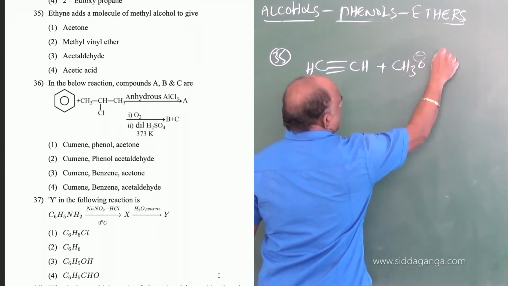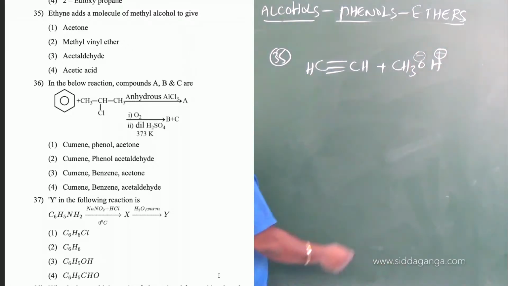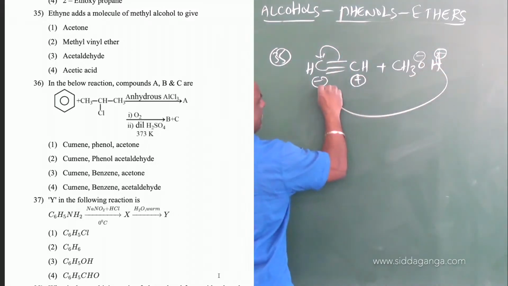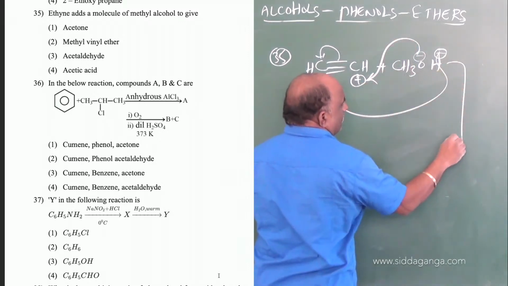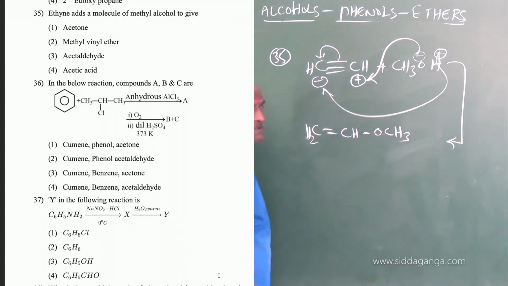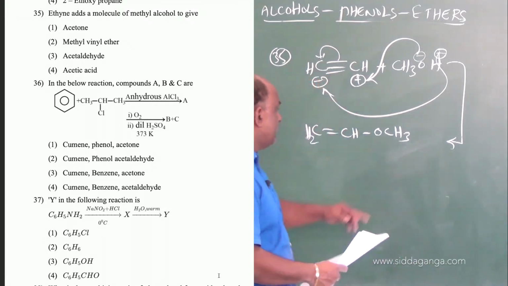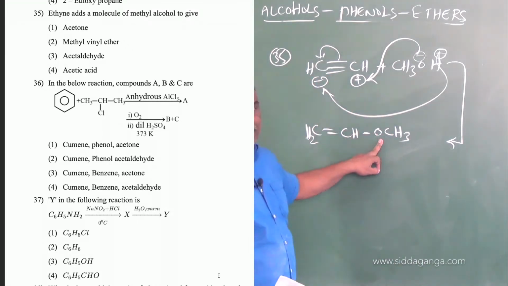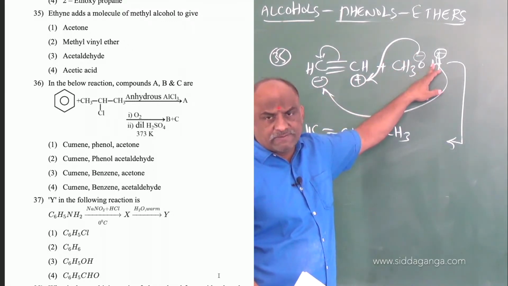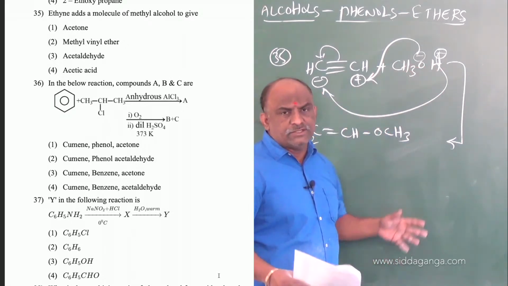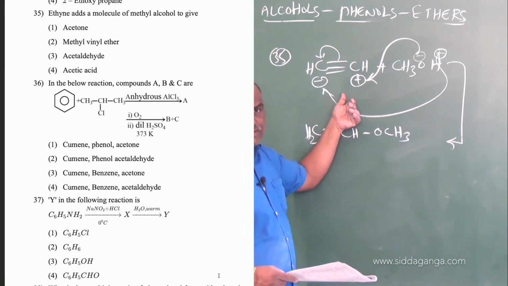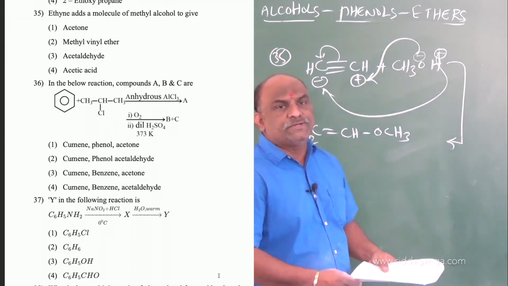CH3OH splits into CH3O minus and H plus. Then what will be the answer? Delocalization of the pi bond takes place towards this side, so it is minus and it is plus. Then plus attacks minus, and minus attacks plus. Then the answer is CH2=CH-OCH3. Methyl vinyl ether is the right answer. Just exchange the particles with opposite signs, plus to minus and minus to plus, and then we will get the answer for this question. So for question number 35, the answer was the second option, methyl vinyl ether.